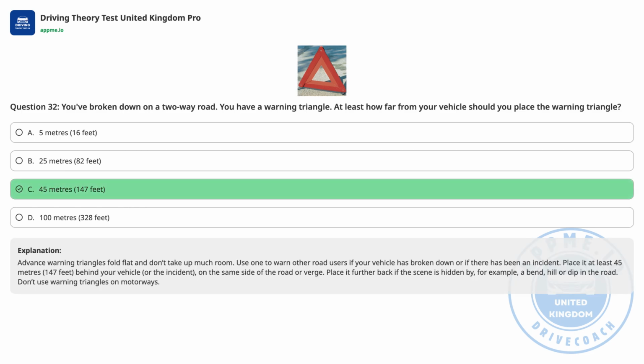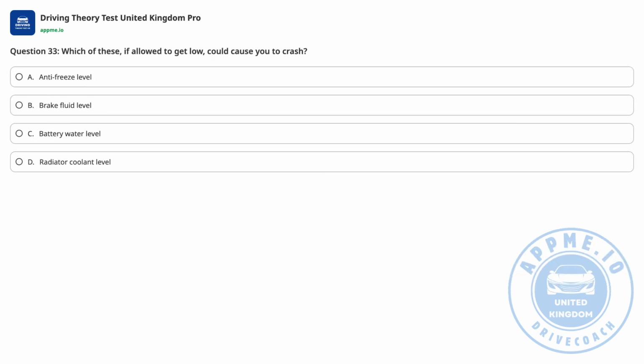The correct answer is C. Question 33. Which of these, if allowed to get low, could cause you to crash? A. Antifreeze level. B. Brake fluid level. C. Battery water level. D. Radiator coolant level.